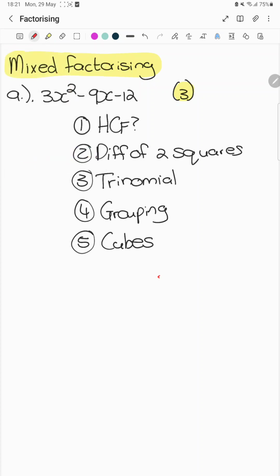The first thing I can cancel out is a cube. There is nothing to the power of 3, so I know it is not a cube. Second, it is not grouping, because there are not 4 terms. It can't possibly be a trinomial, so we're going to keep this one open. It's definitely not the difference of 2 squares, because I have more than 2 terms. And then maybe there is a highest common factor.